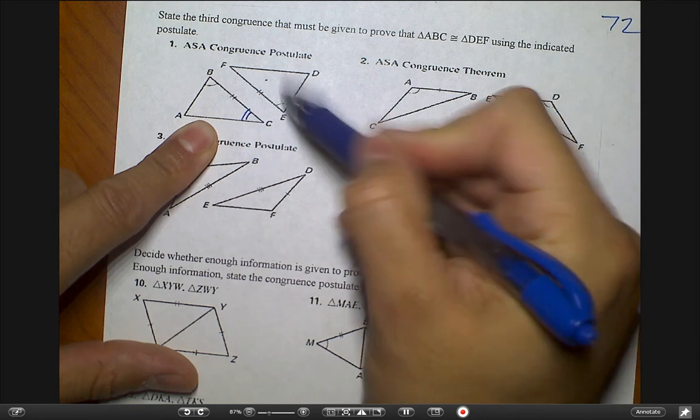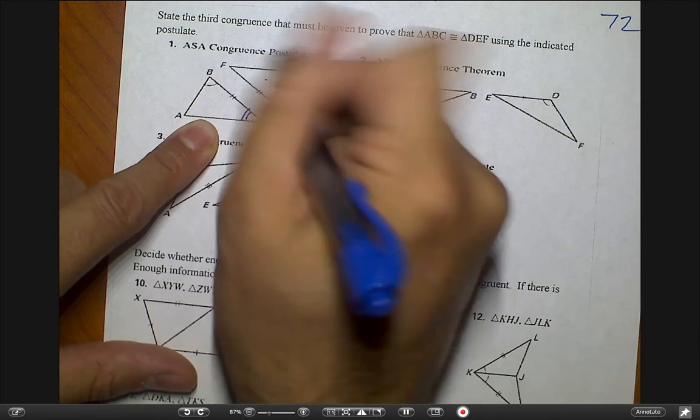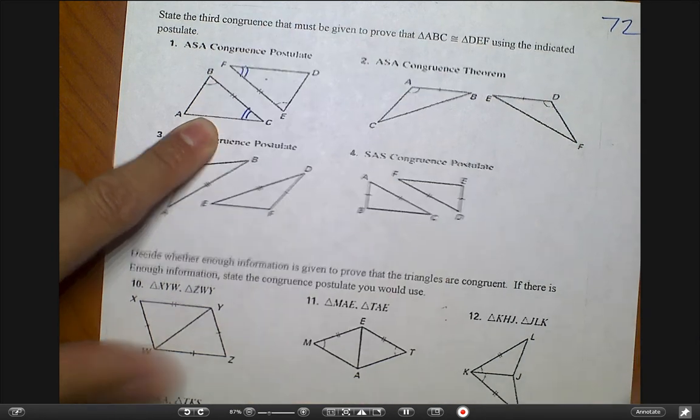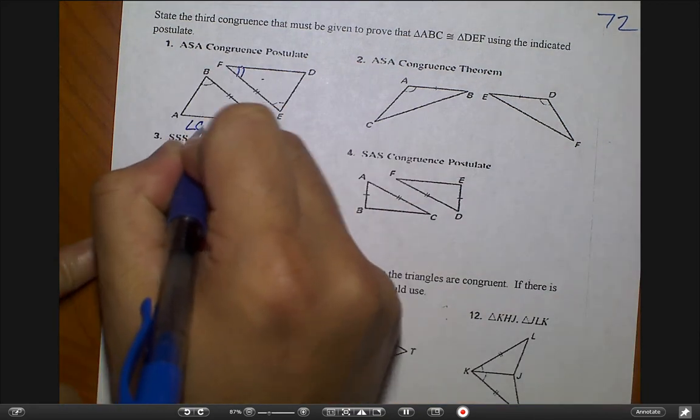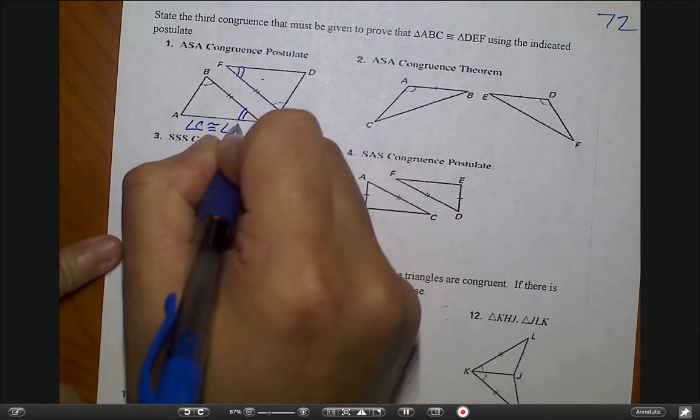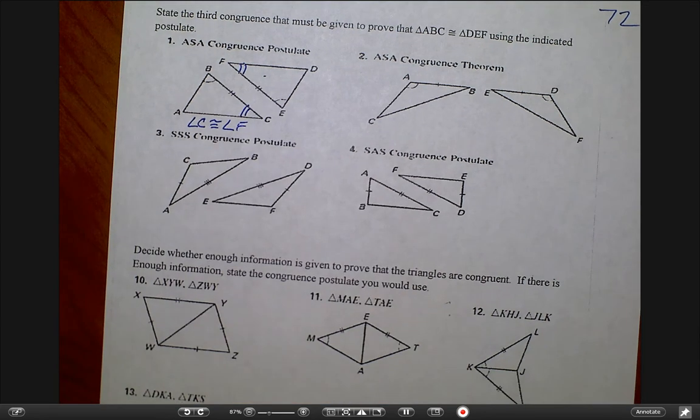What about in this triangle over here? It's going to be angle F for it to be angle side angle. So, what do I need to know? I need to know that angle C is congruent to angle F for it to be angle side angle. Okay, you guys are going to go through and do the rest of these.